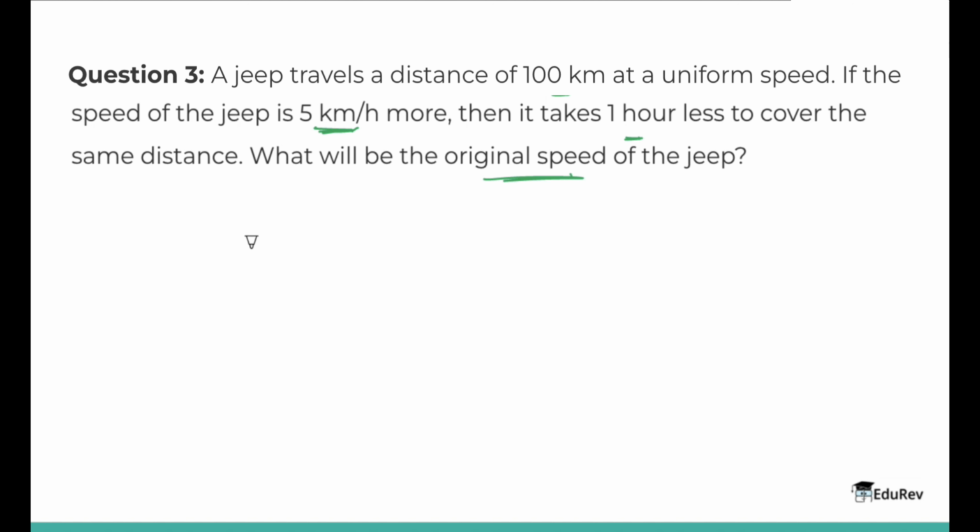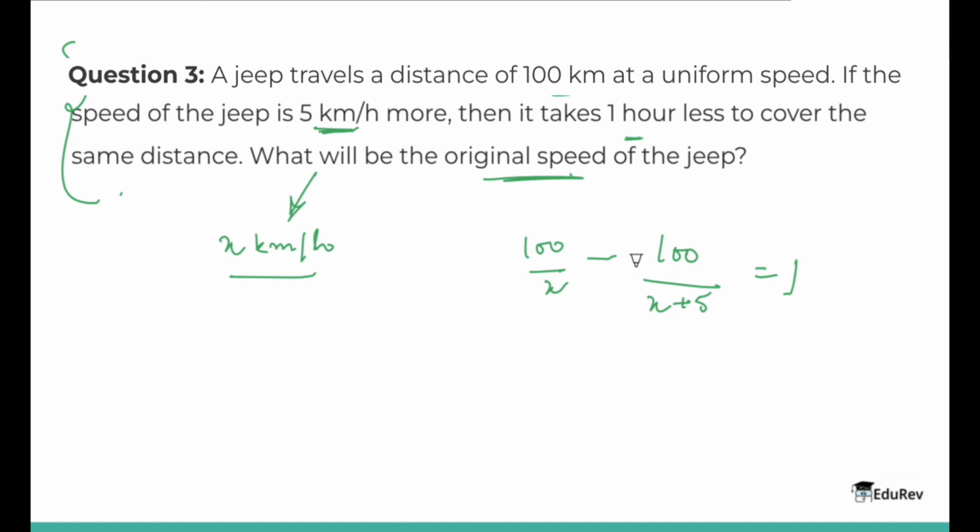Now let the original speed of the jeep be x kilometers per hour. So let's suppose that the original speed of the jeep was nothing but x kilometers per hour, right? So I know that 100 by x minus 100 upon x plus 5 is going to be 1, correct? This equation I wrote because of this question. All the information which was given in the question actually helped me in formulating this equation.